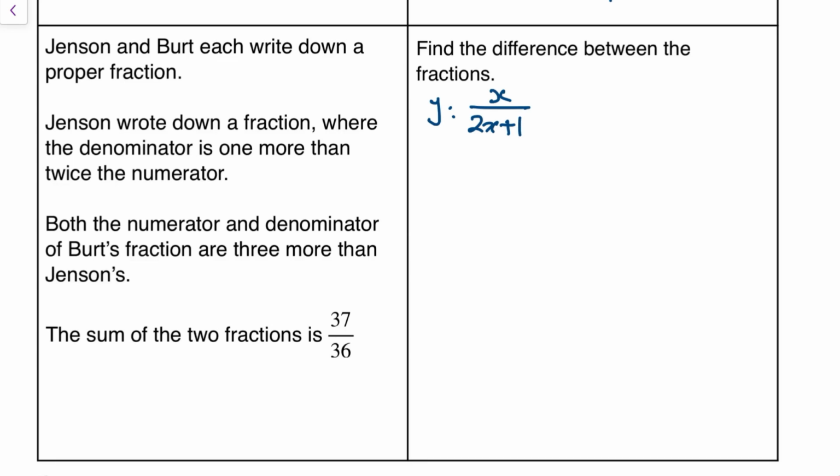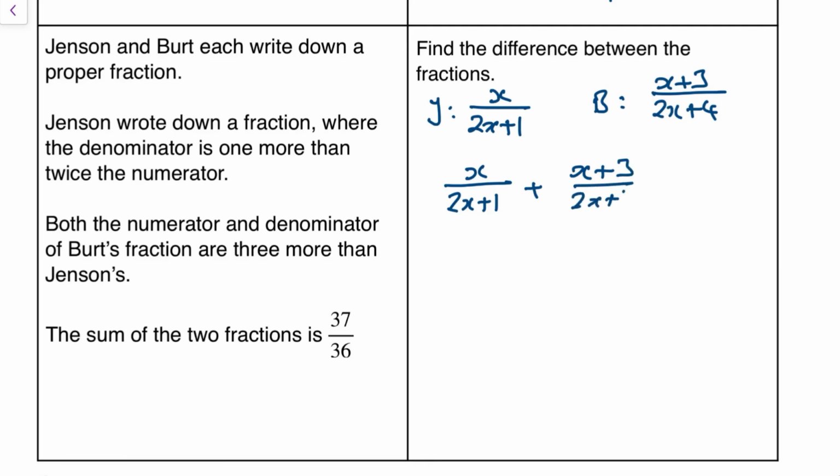Both the numerator and the denominator of Bert's fraction are 3 more than Jensen's. So in other words, Bert's fraction is going to be x plus 3 over 2x plus 1 plus 3, which is 2x plus 4. Right. Then it says the sum of the two fractions is 37 over 36. Nice. Right. Okay, so x over 2x plus 1 plus x plus 3 over 2x plus 4 is equal to 37 over 36.